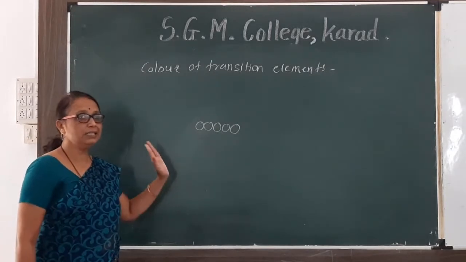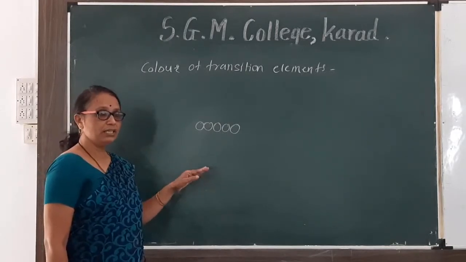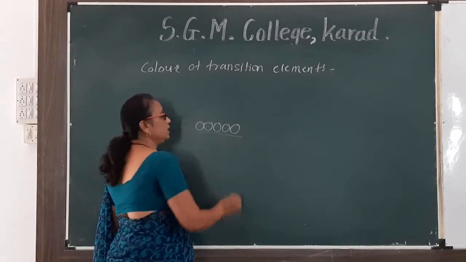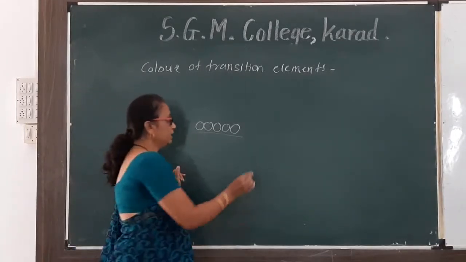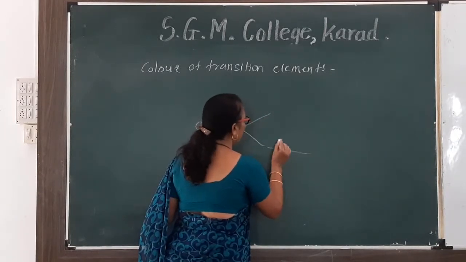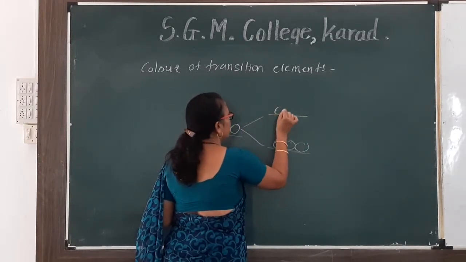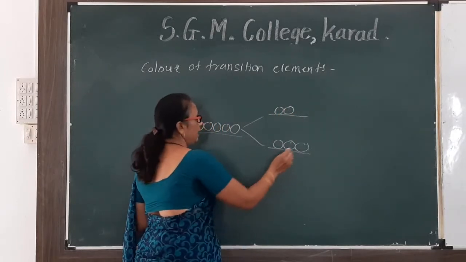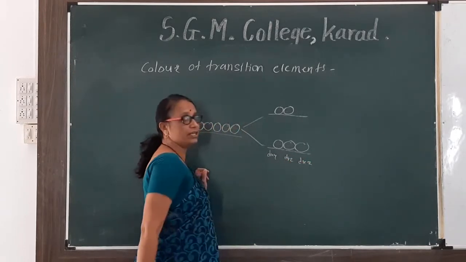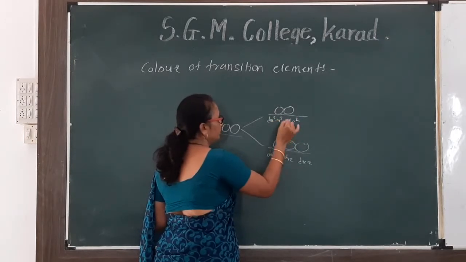If that element or that atom forms compounds, then in the case of a complex compound, the degeneracy of the d orbitals is lost, and there is a formation of two sets of d orbitals, the t2g set and the eg set: dxy, dyz and dxz, and this is dx square minus y square and dz square.